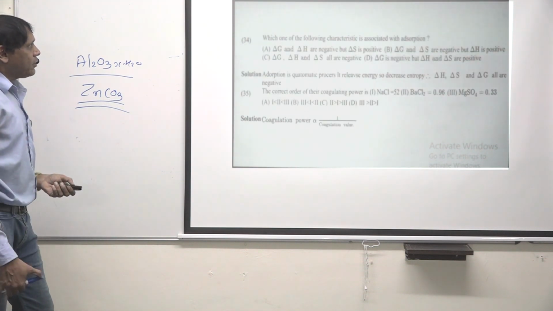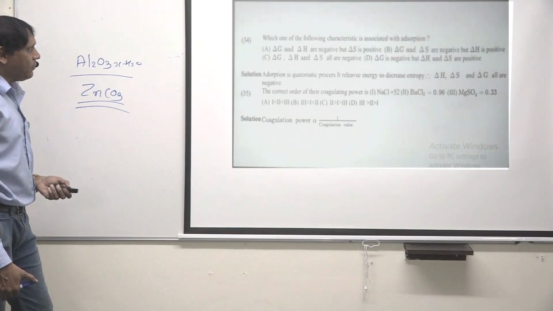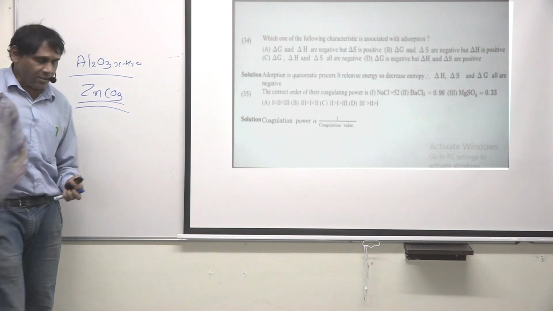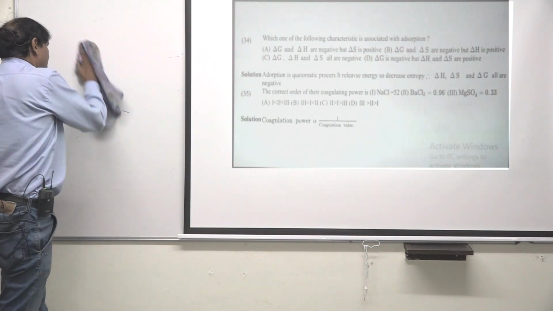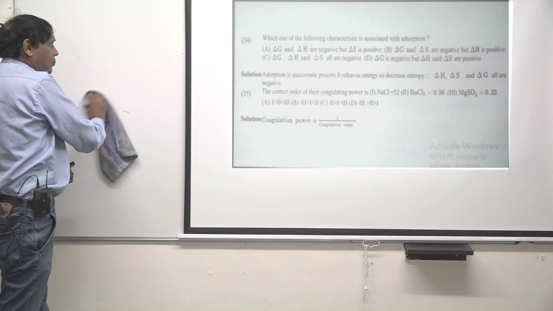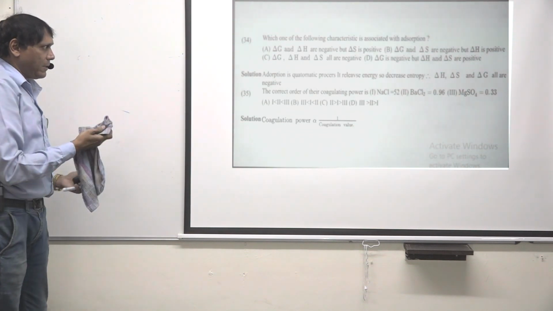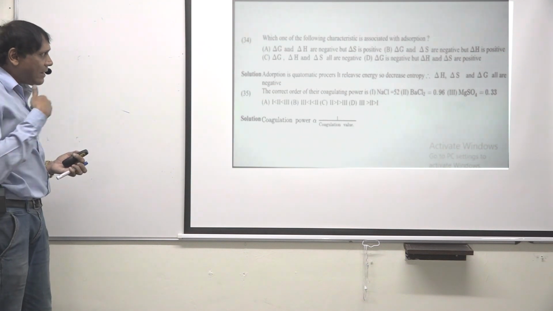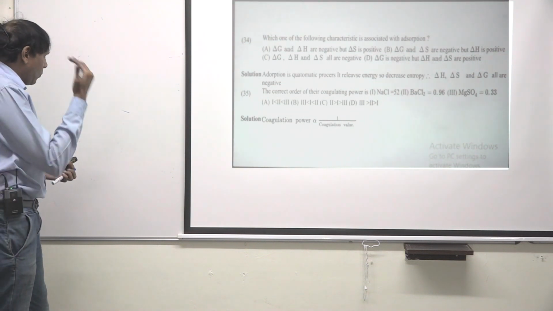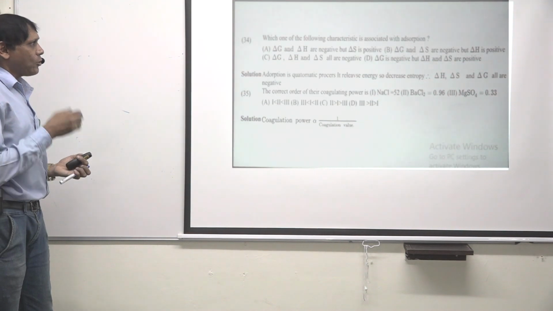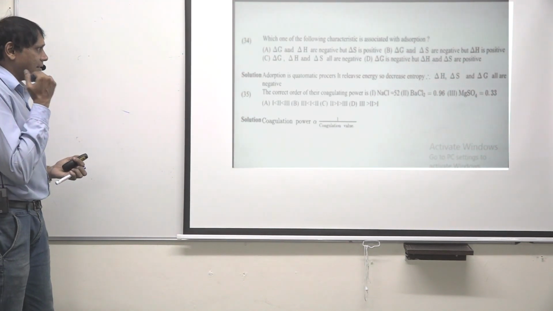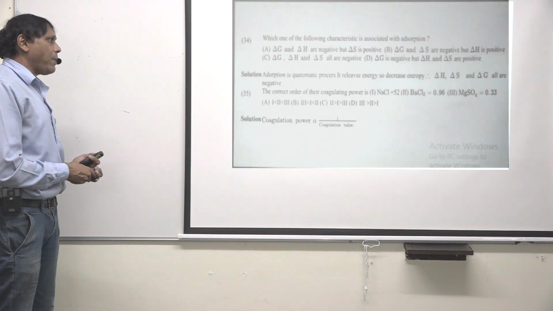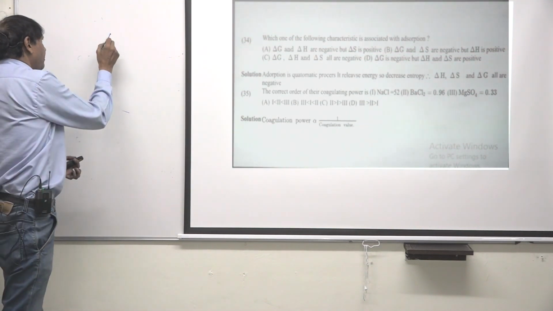Okay. Which of the following characteristics is associated with adsorption? This is also a very easy MCQ. During adsorption, we can just see that it is an exothermic process, so releasing energy, so entropy decreasing, okay. So the values of delta H, delta S, and delta G are all negative. Correct order of the coagulating power, NaCl 52.